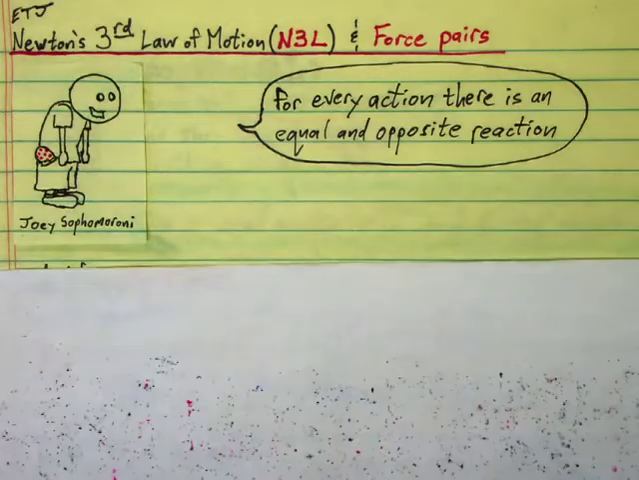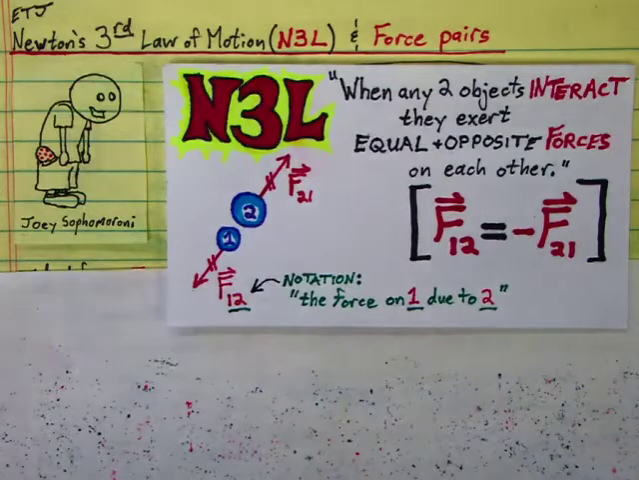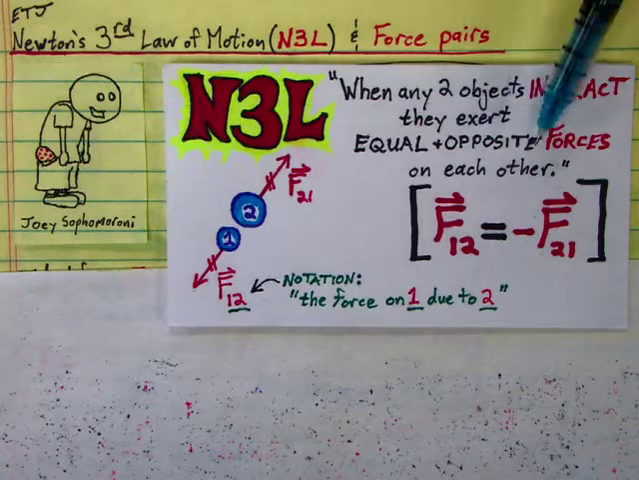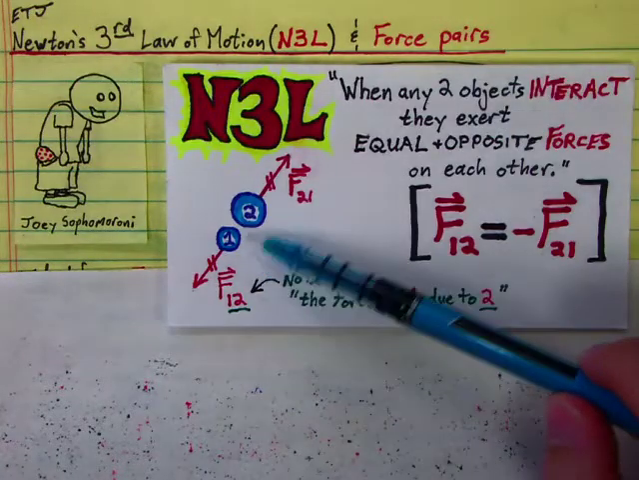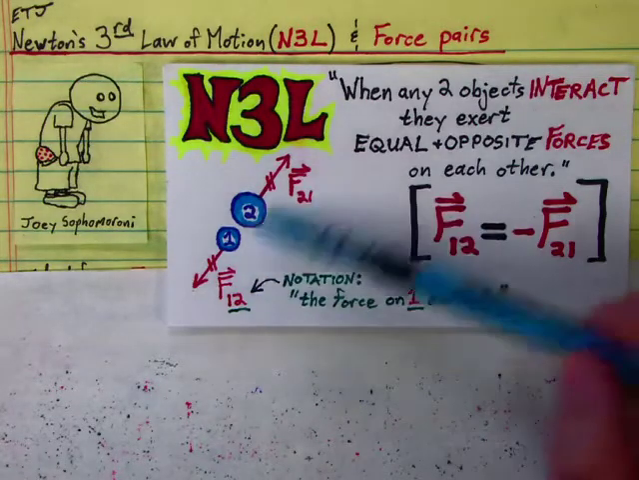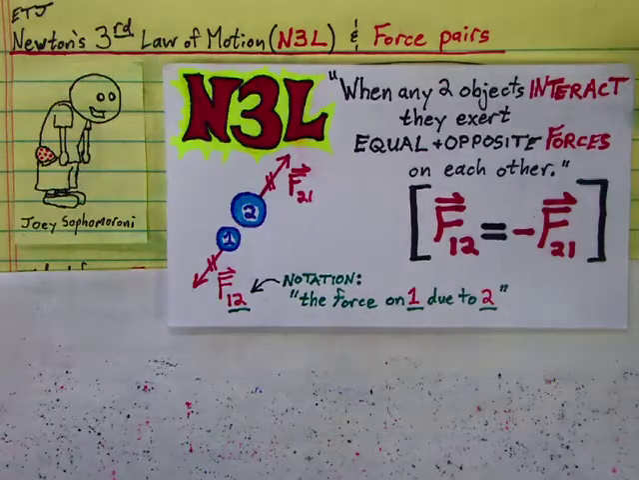So for that reason, I think this is a more accurate statement of Newton's third law. When any two objects interact, they exert equal and opposite forces on each other. So here we have two objects, 1 and 2, different sizes, but clearly they're repelling each other, interacting by pushing each other apart. And I'll introduce some notation here.